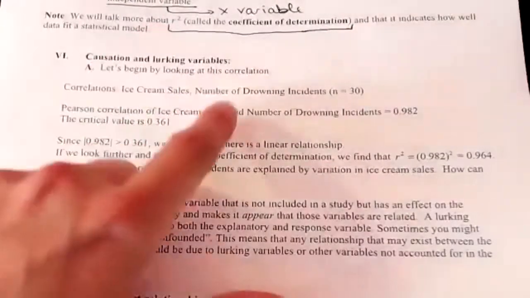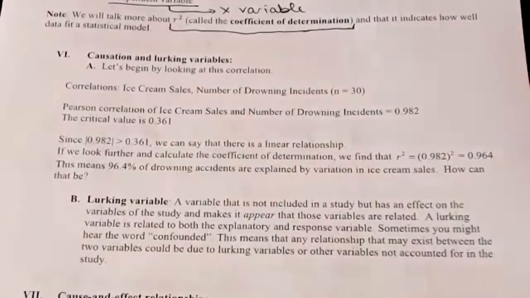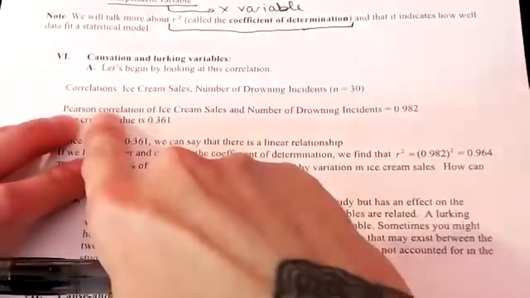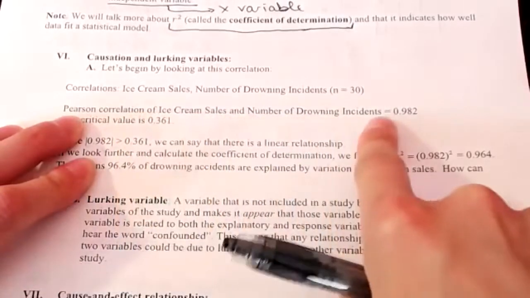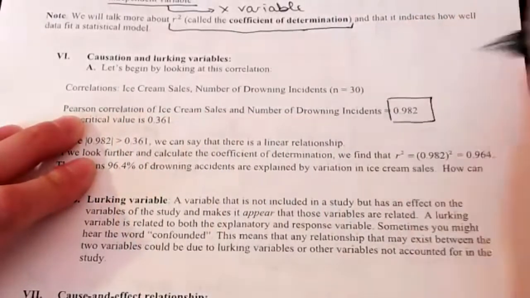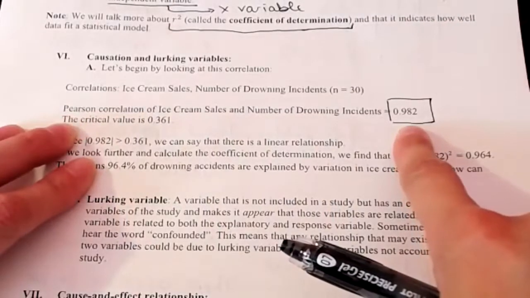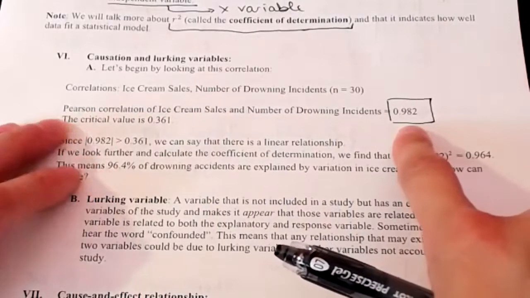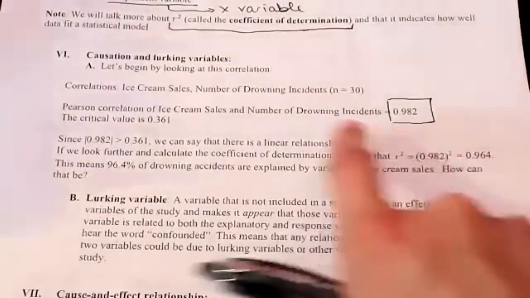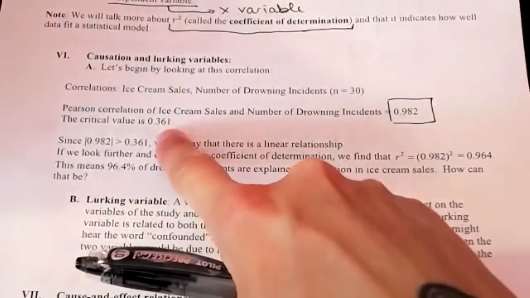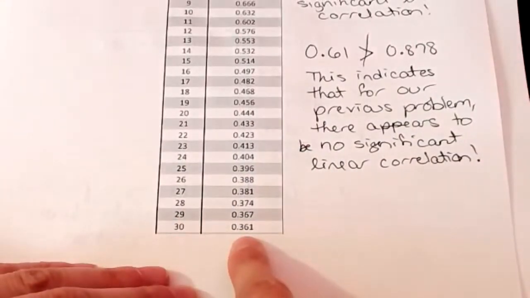Ice cream sales, number of drowning incidents. So we're looking at a sample size of 30. Look at the Pearson correlation of ice cream sales and number of drowning incidents. Look at this number. Look at how closely correlated they are. That's pretty insane. When we look at the table of critical values where N is 30, you get a critical value of 0.361. Let me prove that to you. When N is 30, we have a critical value of 0.361.